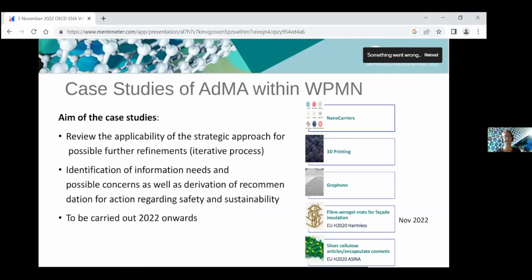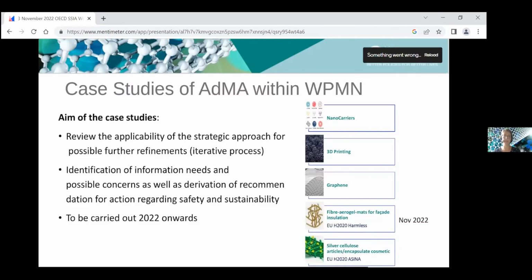So just some words on the case studies. Aim of the case studies, as I said, is to review the applicability of the strategic approach for possible further refinement, which is an iterative approach. And a second main task is also to identify if there are information needs or possible concerns of certain advanced materials, and then to derive recommendations for actions regarding safety and sustainability for these chosen advanced materials.